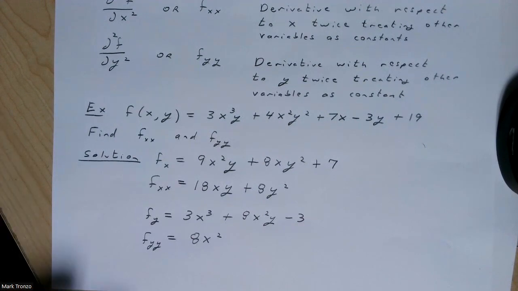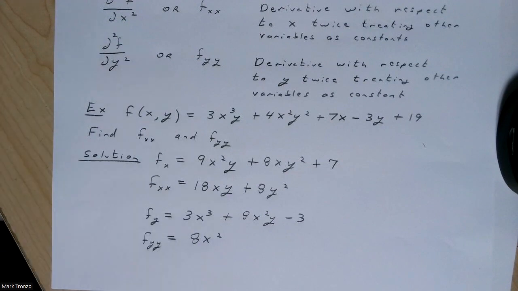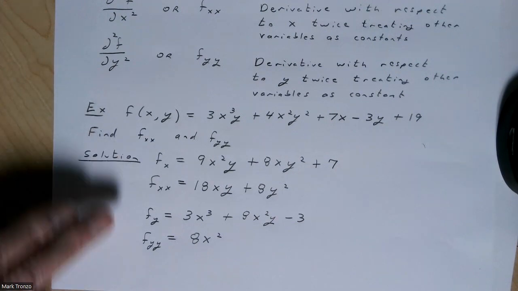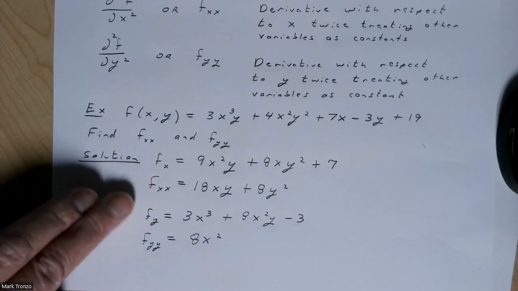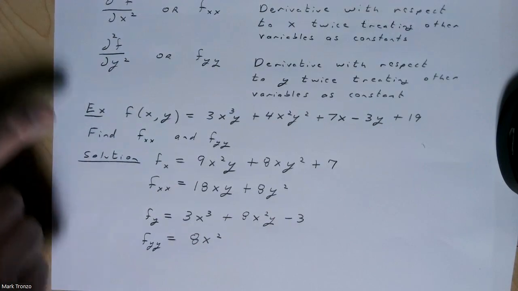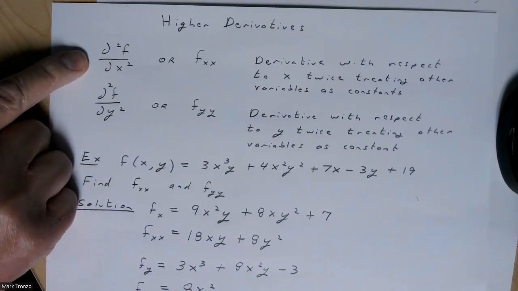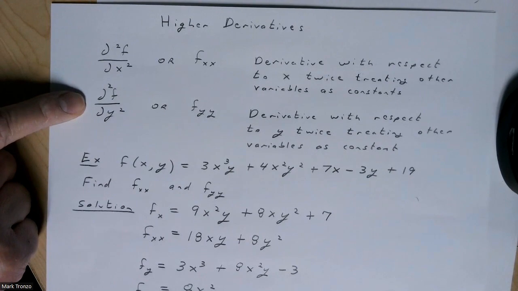Again, like I said, when the functions get bigger and you have a lot of product rules and quotient rules, these derivatives can get very messy. However, the main process is exactly this. Take the first derivative and take the second derivative. So again, this one here is called the second derivative with respect to x. This is called the second derivative with respect to y.